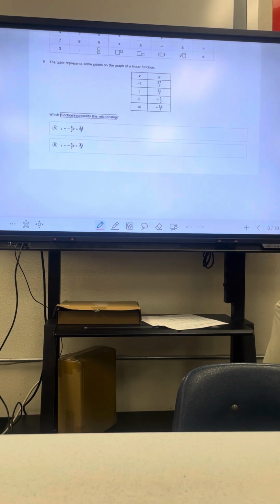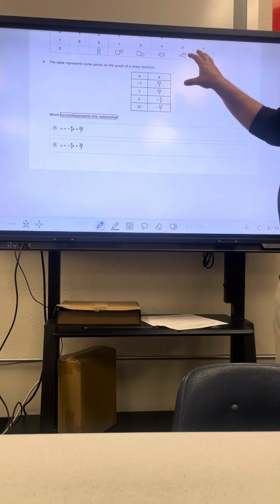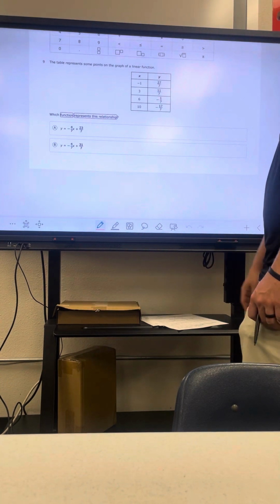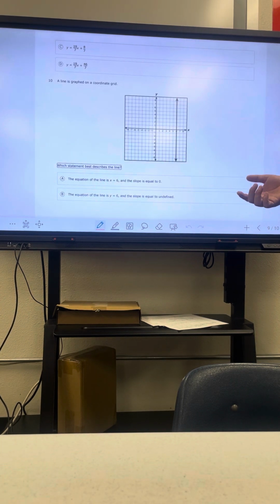Okay. Question number 9 says the table represents the points in the graph of a linear function. It says which function represents this relationship. Again, because it gives us a table and it gives us an equation, it's real simple. You plug these in, plug those in, and you should be able to find that pretty simple. Or you can use your y1 squiggly.